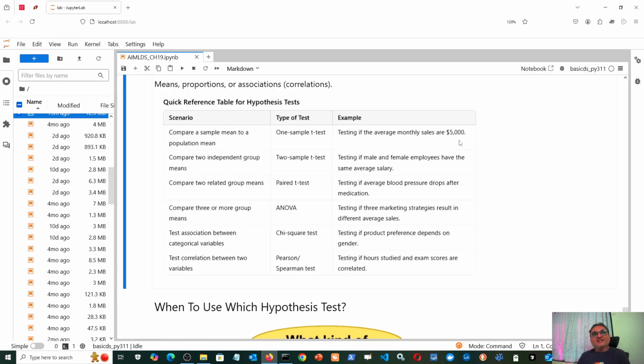Now, obviously, you are not going to do your experiment in all 10,000 stores. You will select maybe some 60 stores or 80 stores as a sample, and decide if monthly sales is $5,000 or not.